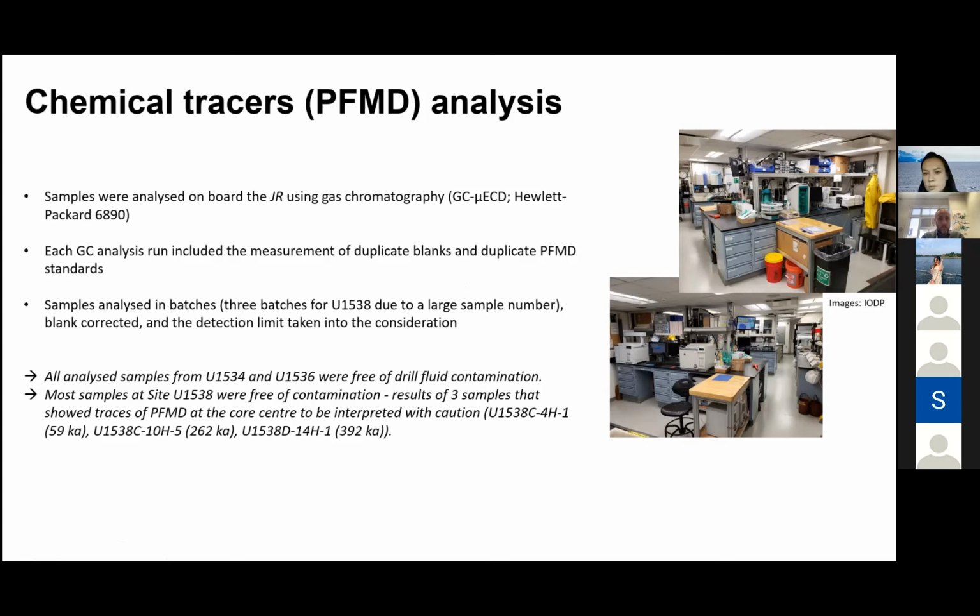For one of the sites, we had many more samples, and so those were divided up in batches. The results were that 2 of the sites had no traces at all of the chemical tracer. And then 3 samples of one of the sites, U1538, which was the high resolution site, had low amounts of that tracer, and we decided to look at these samples a bit more carefully.